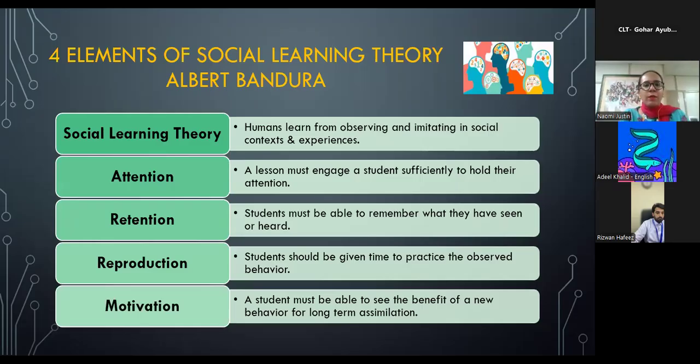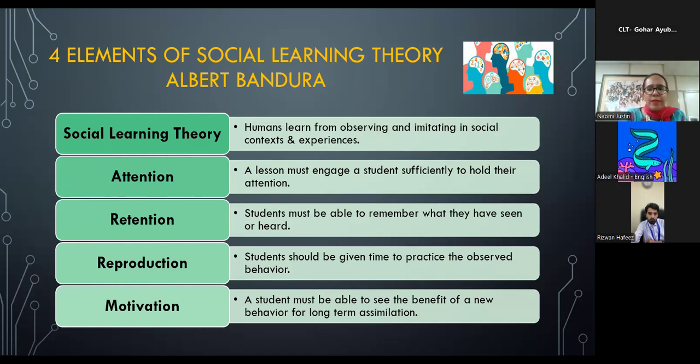Either they would have forgotten what had been taught to them. And at times they have to go back to their notes, which is in a way a good thing, that at least they try to make notes and go back to it. So it's very important that students should be able to retain the information that is being given to them, and then they should be able to reproduce it.